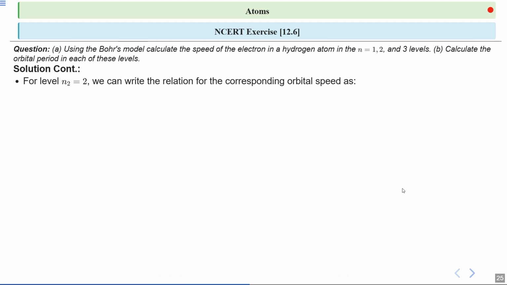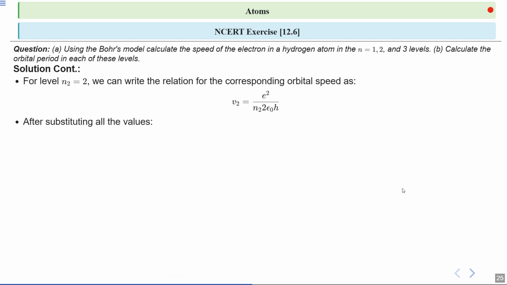Let's focus on second energy level, where n equals 2. Here we are setting up the formula to find the electron speed in this orbit. Notice that as n increases, the electron is farther from the nucleus and its speed changes. The formula for orbital speed in energy level n2 equal to 2 is given by v2 equal to e square upon n2 times 2 epsilon naught h.